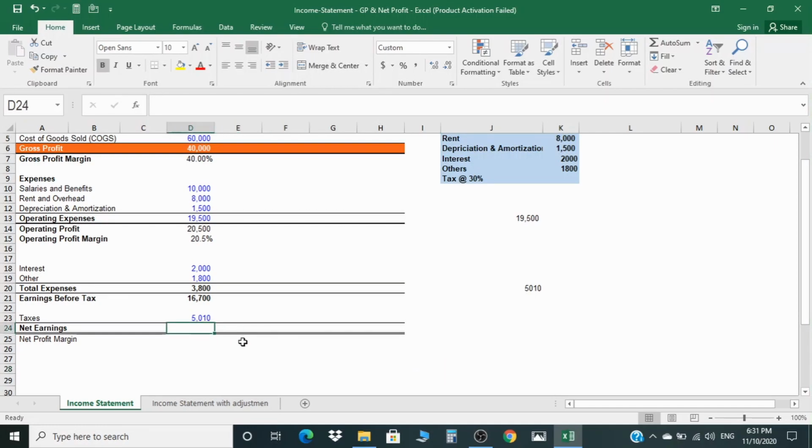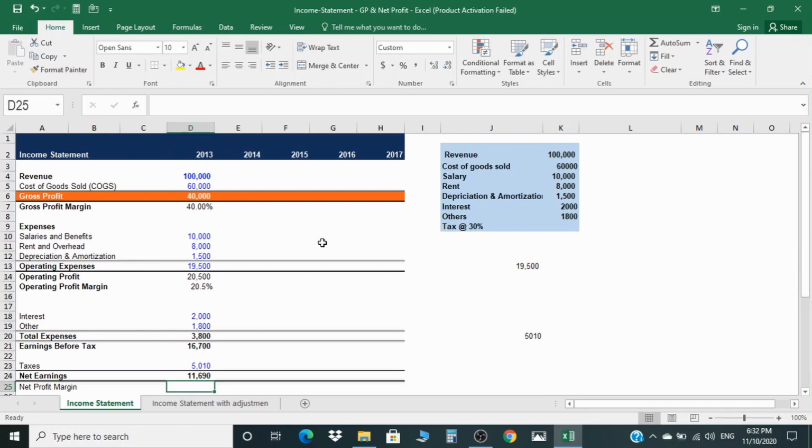So we have to calculate net earning. So what is your net earning? This is earning before tax minus tax. You will get over here 11,619 altogether. So that's your profit actually. That's the profit on 100,000 revenue. So if you earn 100,000 revenue, it doesn't mean it's all going in your pocket, because you have to pay for the expenses and cost of goods sold as well.